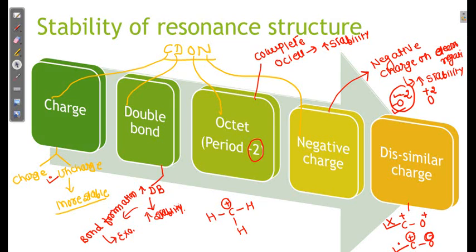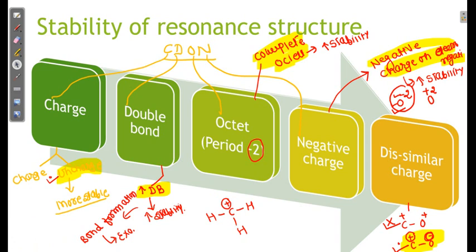Potential energy को decrease करने के लिए हमको क्या चाहिए? We have to decrease the charge. So what we conclude here: we find an uncharged molecule, we find the number of double bonds, we find complete octet, we find negative charge on electronegative elements, and we find dissimilar charge by nearby atoms. So dear student, this is a sequence you must remember in the form of CD-on.